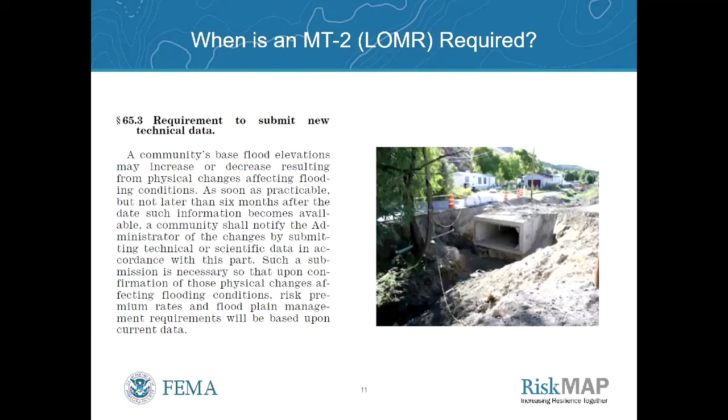So that was a quick rundown of some of the MT1 types, but when is an MT2 or a LOMR required? Well, when physical changes occur that affect the flooding conditions, such as adding or removing floodplains, or changing floodways, or changing base flood elevations, a LOMR may be required. Part 65.3 on the slide here describes the role of communities to submit data on these changes to FEMA as soon as practicable, but no later than 6 months after the date that that information becomes available. So as we said previously, the flood map is a primary tool for identifying flood hazards, and so submitting LOMRs quickly in your community is the way to keep these maps up to date and to ensure that your insurance and floodplain management decisions are being made based off of current data.